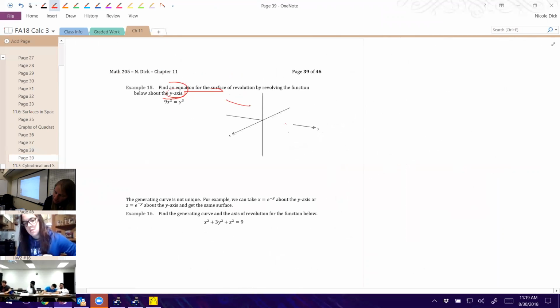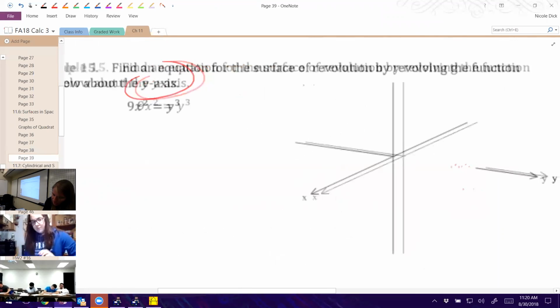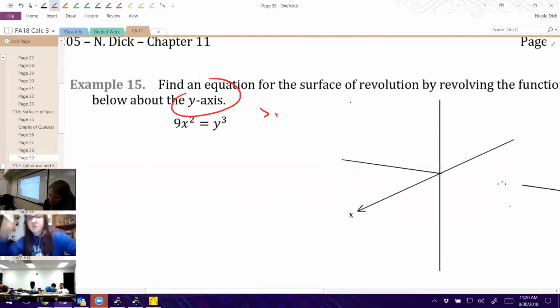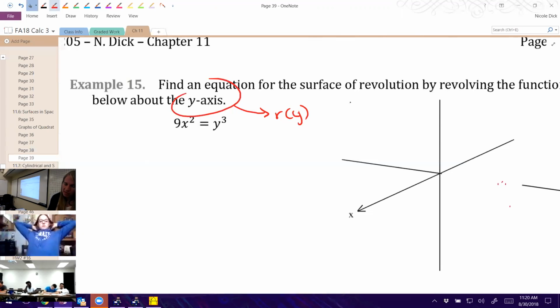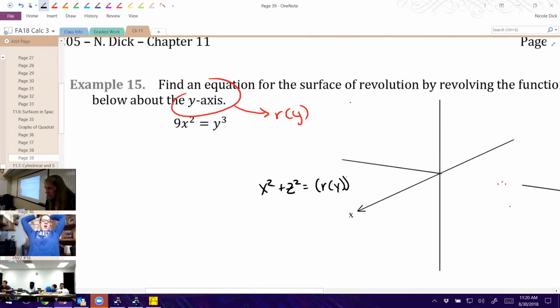Oh, goodness, pen. Yes, we're going to want that radius function in terms of y. Should be r of y. Sorry, I wrote the wrong thing there. So we're looking for r of y. Okay, the axis that you want means the circles are going to be in terms of x and z. So the left-hand side is going to be x squared plus z squared, and then we need some function for the radius in terms of y, and then we're going to square that.